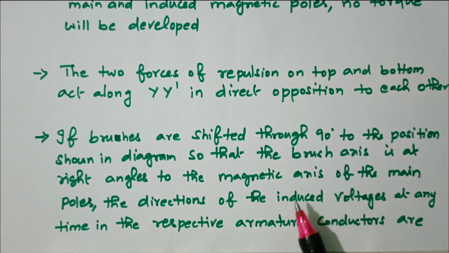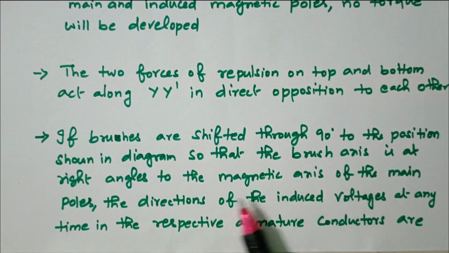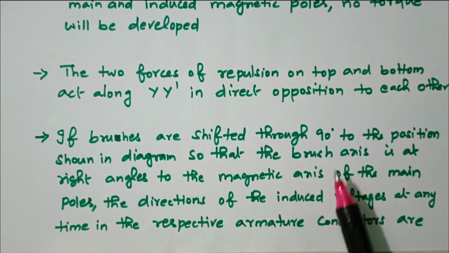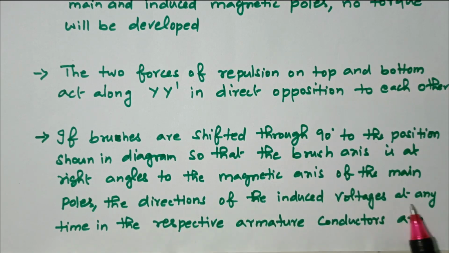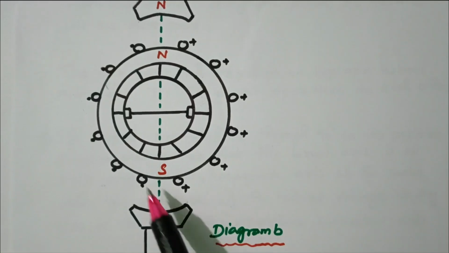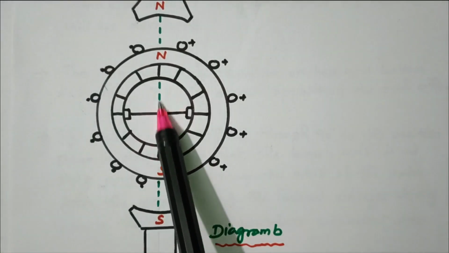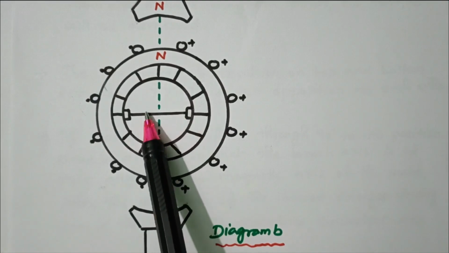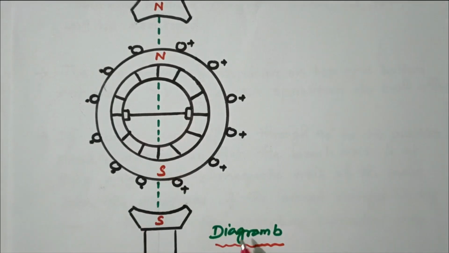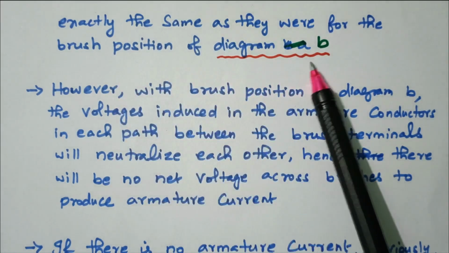Brush positions are shifted so that the brush axis is at a right angle to the magnetic axis, at 90 degrees. So the direction of induced voltage at any time in respect to the armature conductor is very similar to that given in diagram A. Now we'll refer to diagram B. So this is diagram B. This is the main magnetic axis and the brush axis, and both are displaced at 90 degrees. Refer to diagram B.